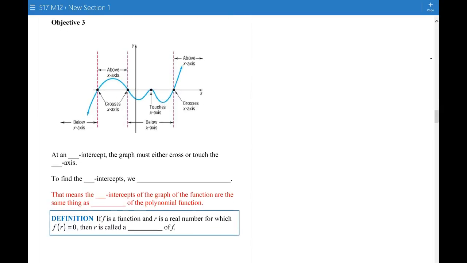And now we're going to look some at graphs of polynomial functions. And let's talk about some of the features. So at every x-intercept, the graph has to either cross or touch the x-axis. That's the meaning of an x-intercept. And to find x-intercepts, we set y equal to 0. So we say f of x equals 0, solve for x. That's how we find x-intercepts.